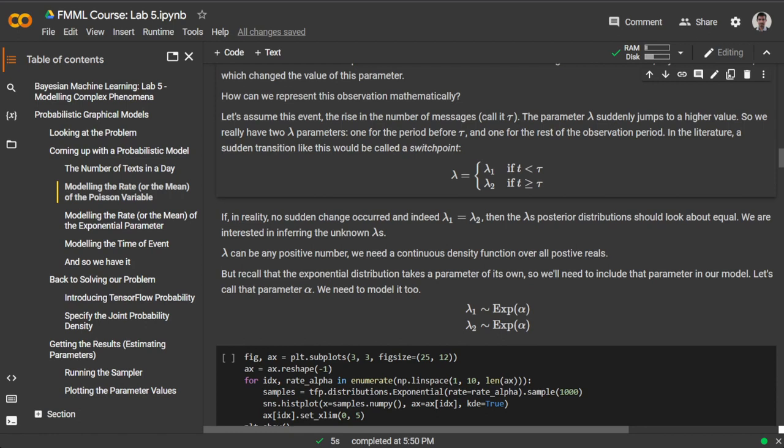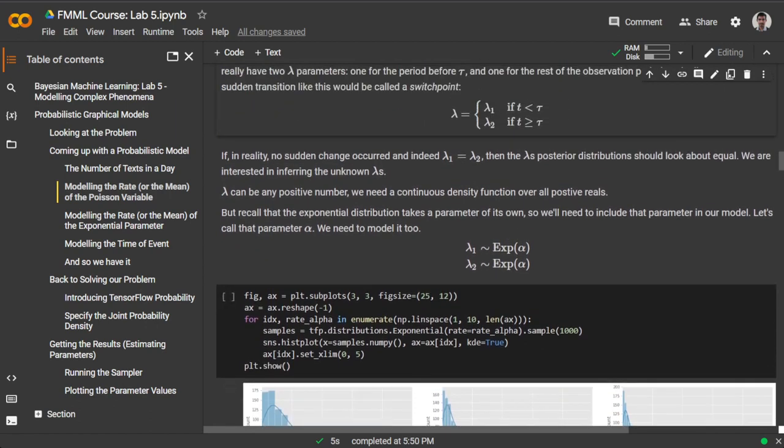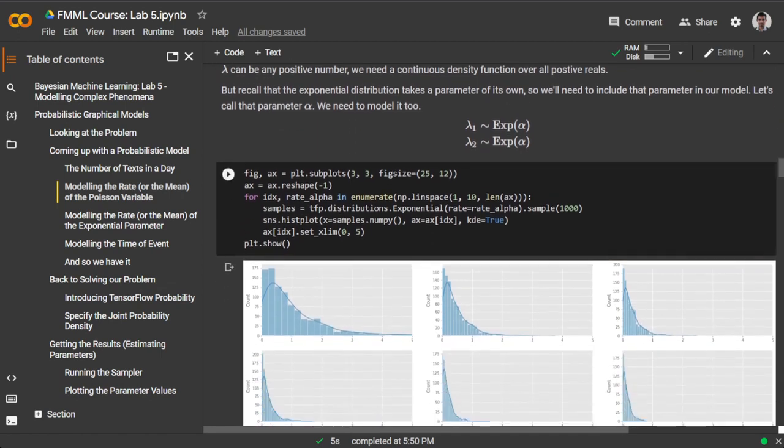However, we know that over all the different humans on Earth, there exists some distribution of the number of text messages they send on a normal day. So what we can say is that these lambda 1s and lambda 2s are also sampled from some exponential distribution. This exponential distribution is parameterized with alpha, and this exp of alpha represents the distribution of the number of messages that people send in general, averaged over all of the people on Earth.